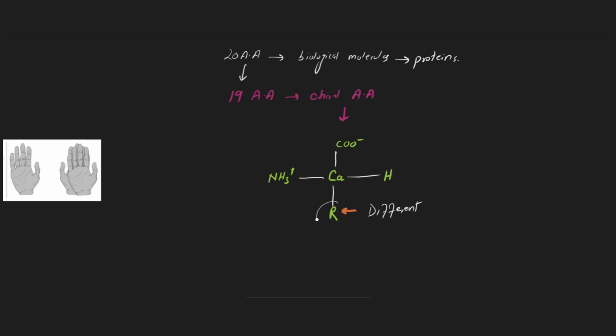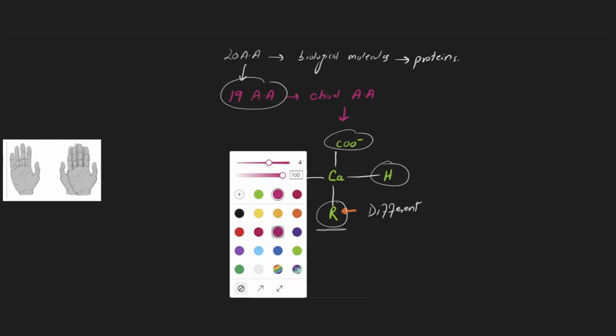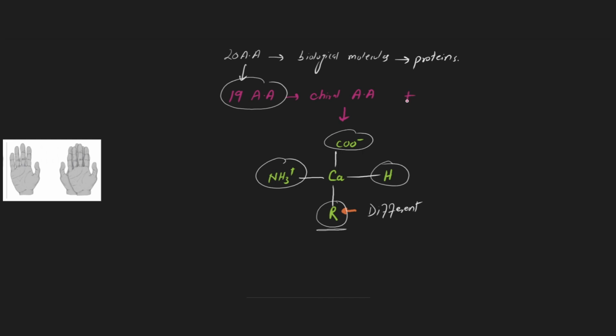So the R chain is different for every amino acid, and it is there to determine the type of the amino acid, because the other 3 groups are the same in the structure of every amino acid. Amino acids are different from each other on the basis of this R group. Okay, so we discussed the 19 amino acids which are the chiral ones. But what about the 20th amino acid, which is not a chiral one? That one amino acid is called glycine.